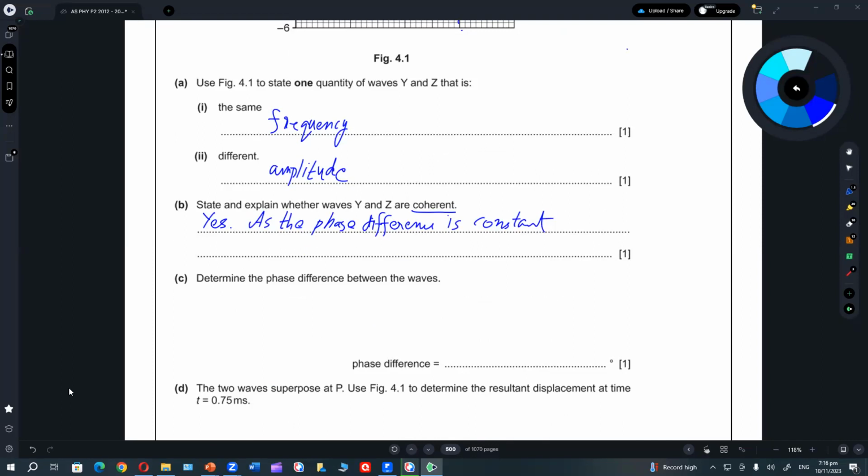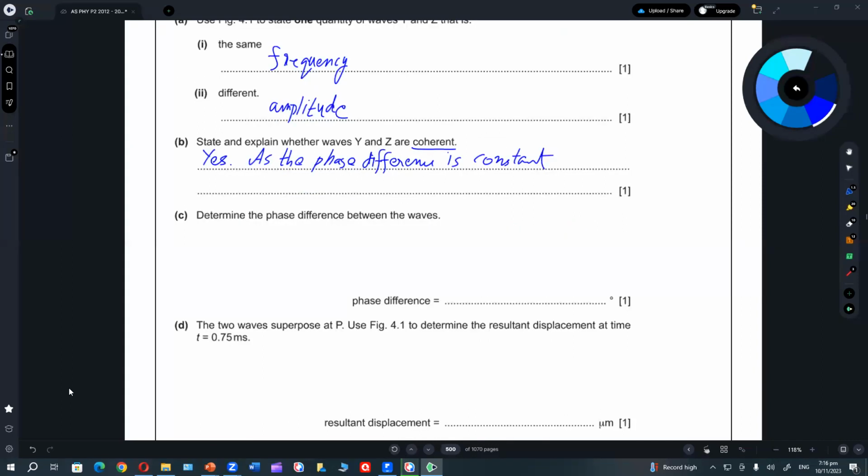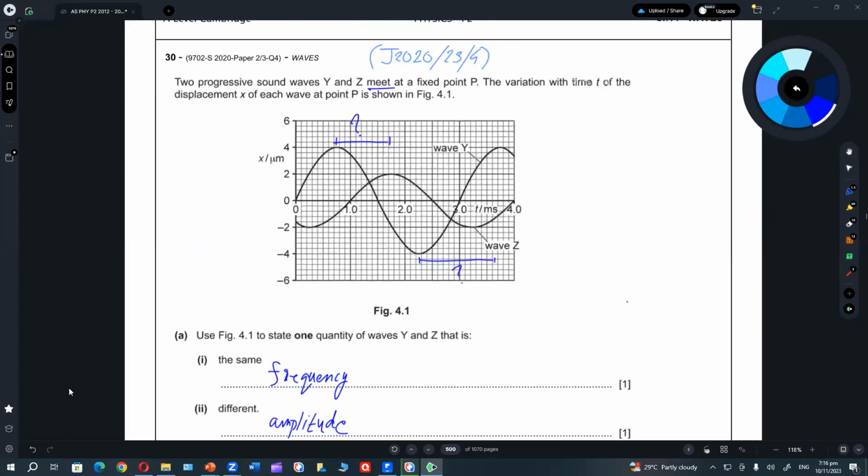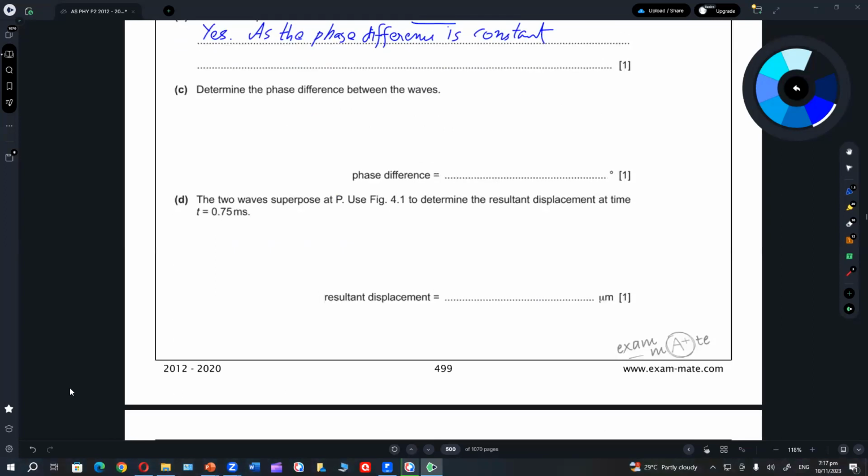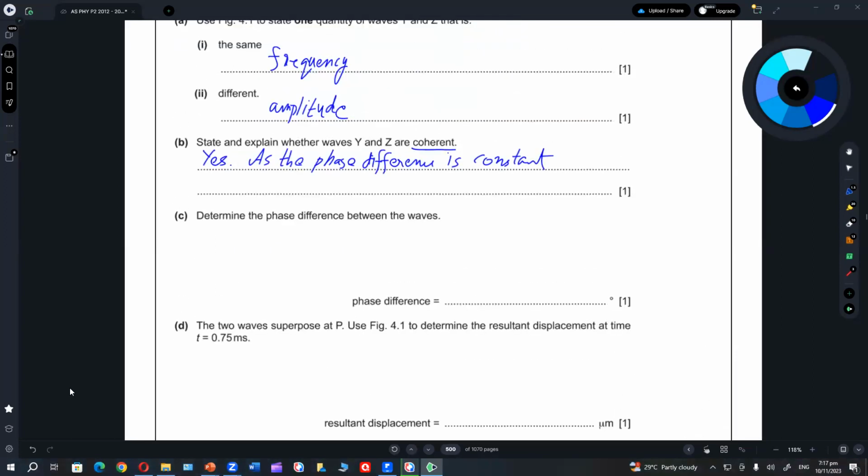Otherwise, every time you do a question with no record, you would be doing the same question again after a month, after 2 weeks, 3 weeks. Determine the phase difference between the waves. Now, this is always a tricky part: remember that one time period corresponds to a phase difference of 2 pi radian. One cycle corresponds to a phase difference of 2 pi radian.